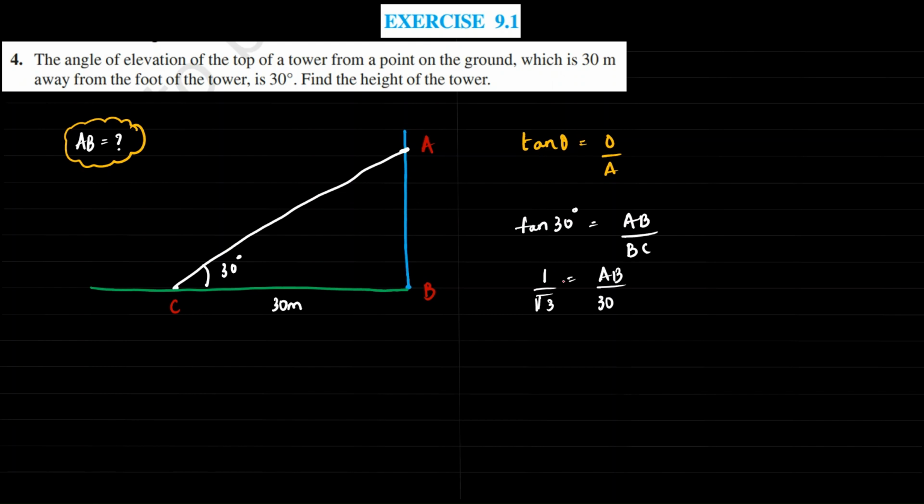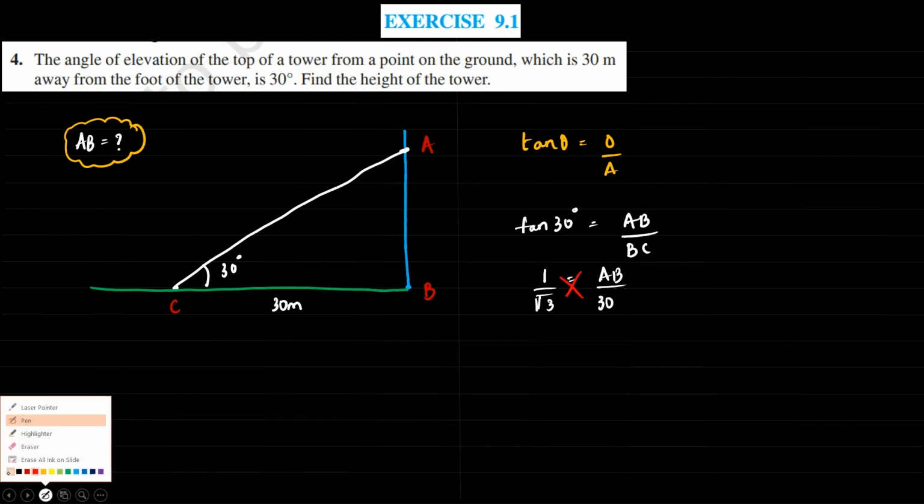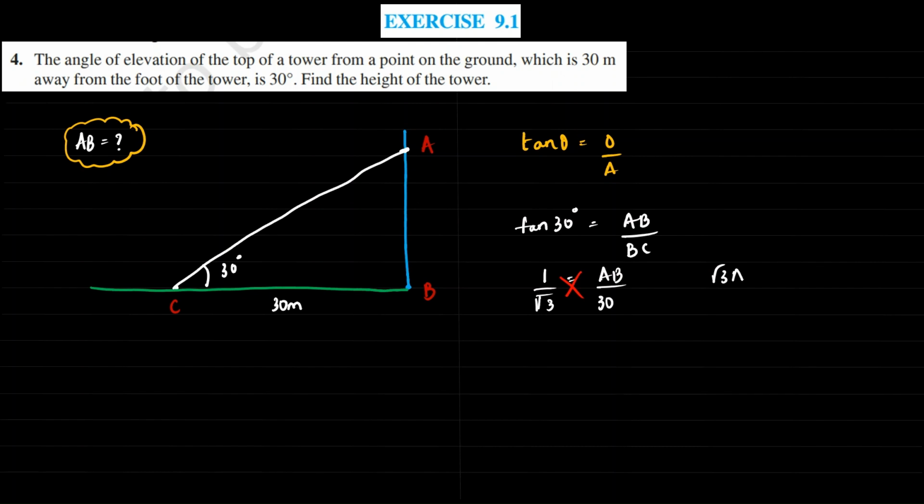Now I can cross multiply. Square root of 3 is going to be multiplied by AB, and 1 multiplied by 30 is going to be 30 as it is. Square root of 3 can be divided on either side. So you have the value of AB over here, which is 30 divided by square root of 3. But you cannot have square root of 3 or any irrational number in the denominator. So you multiply and divide by square root of 3. So it is 30 square root of 3 divided by 3, and the value of AB is how much?